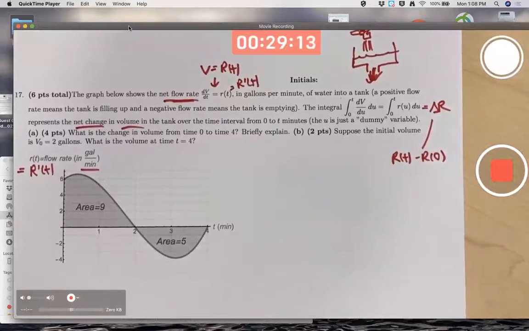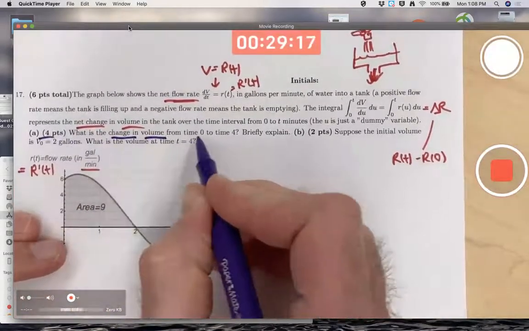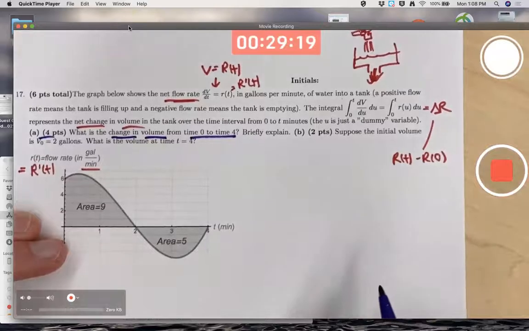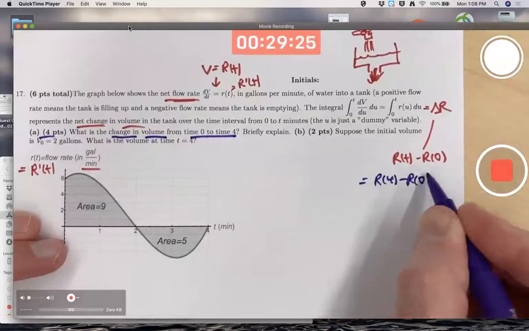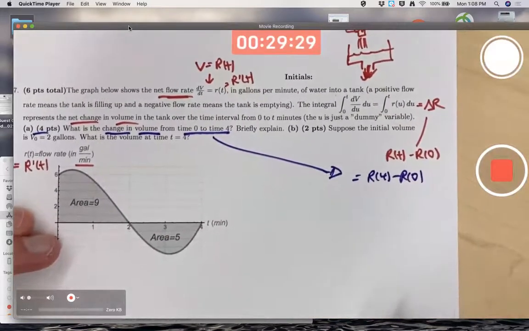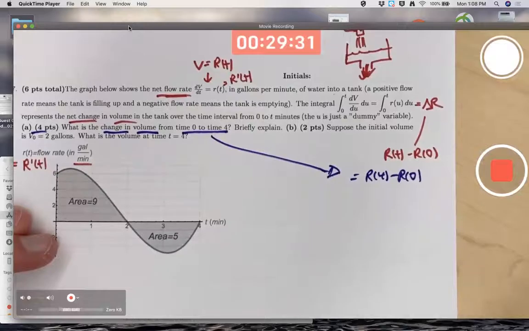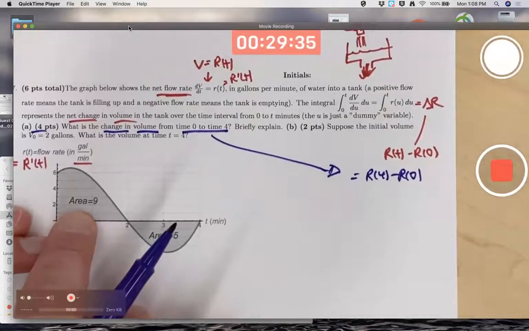Part A. What is the change in volume from time 0 to time 4? That's just going to be capital R of 4 minus capital R of 0. That's what the answer is going to be. But I don't have a formula for capital R. I don't have a graph for capital R. What I have is a graph for little r, its derivative.